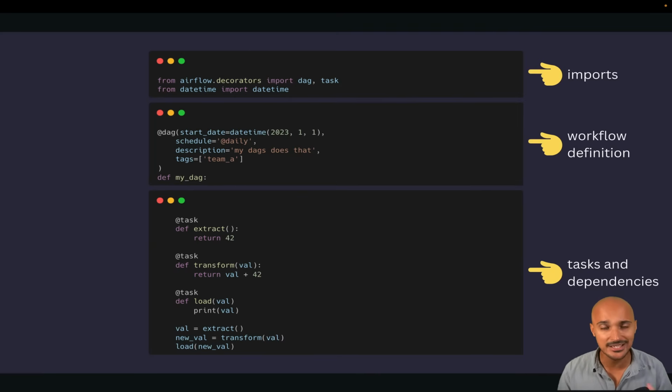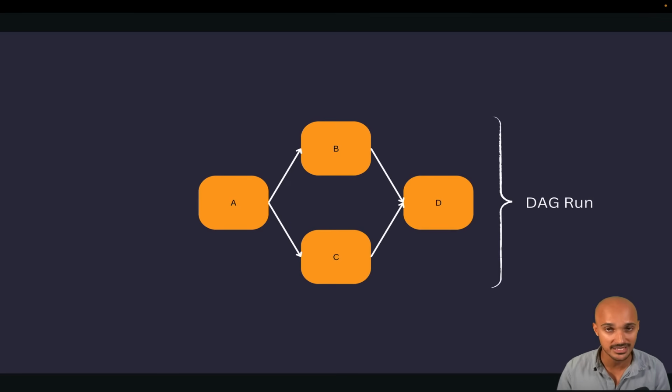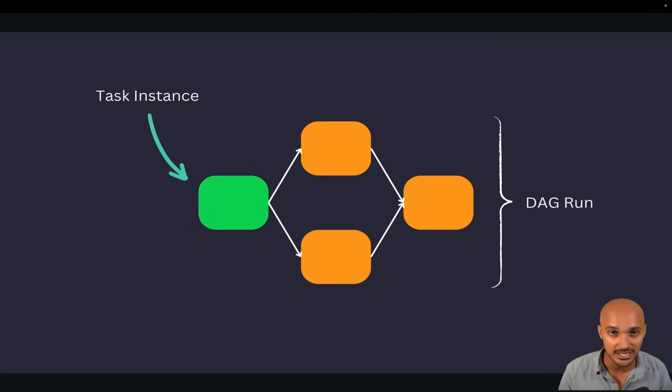All right, next, as soon as a DAG is scheduled by the scheduler, this DAG becomes a DAG run. A DAG run is an instance of a DAG, of a data pipeline, at a specific time. And when a task in this data pipeline is scheduled, that task becomes a task instance. It is an instance of a task at a specific time in a DAG run. And now you know the most important concepts in Airflow.